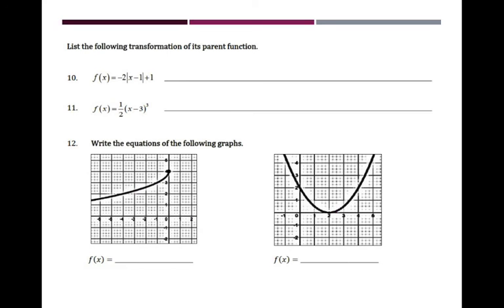Okay. Number 10 is just identifying all of the transformations. So again, I do have this negative in the front, so that is a reflection over the x-axis. I do have a 2 in the front, so that becomes a vertical stretch of 2. And inside my function, I have minus 1, so that's the right 1. And up 1 is that plus 1 on the outside.